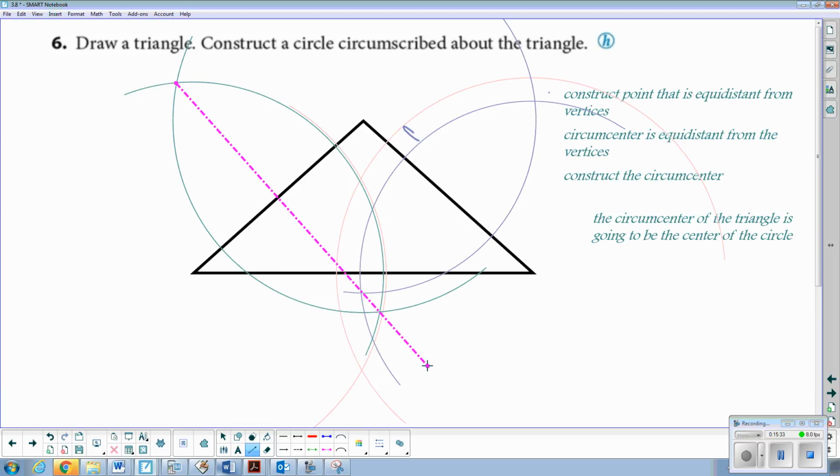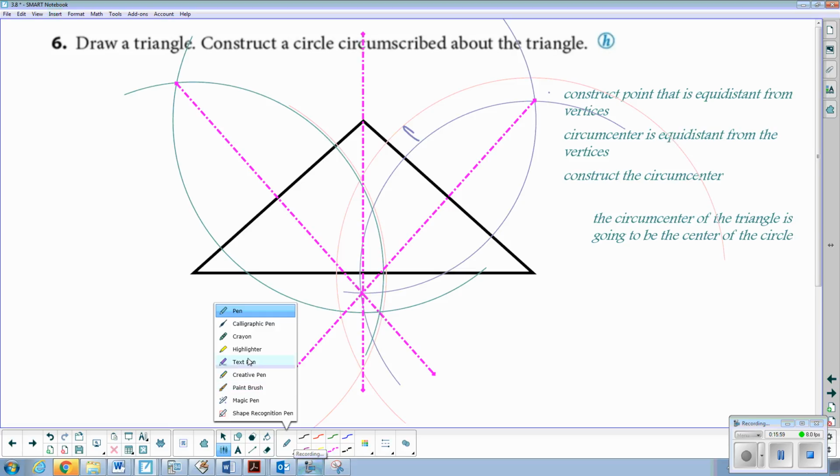And my circumcenter is the intersection of those 3 lines. So there's 1, there's 2, and here's 3. All right, so this is my point of concurrency for all the perpendicular bisectors. So this is my circumcenter of my triangle. So I'm going to use that as the center of my circle.